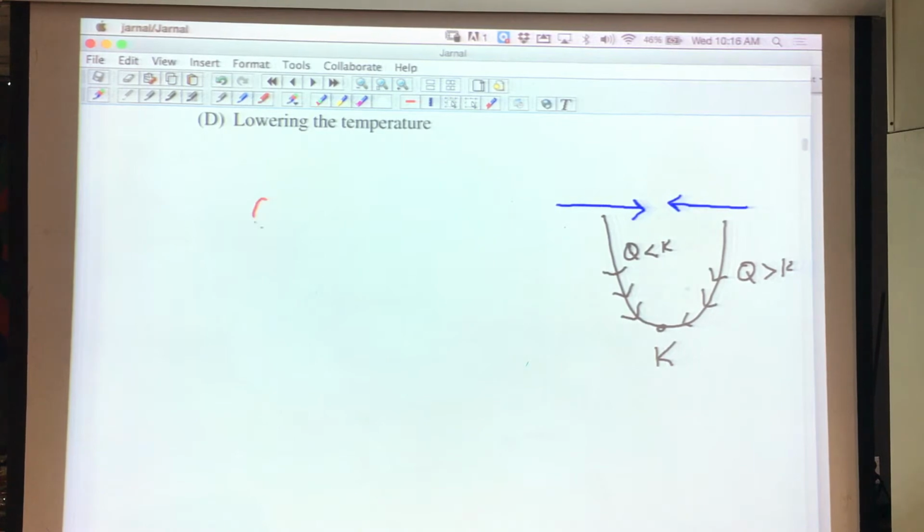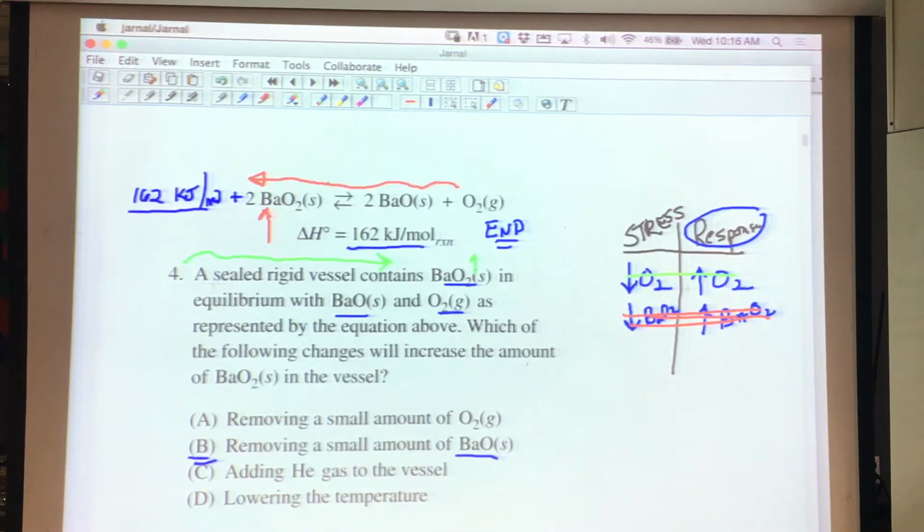And what's a Q or a K formula based upon? It's based upon products over what? Reactants. Coefficients become exponents. And who doesn't apply? Solids and liquids. Look at that. That's a solid.